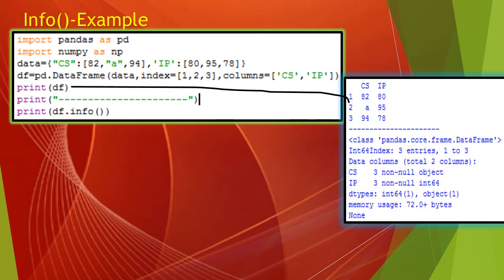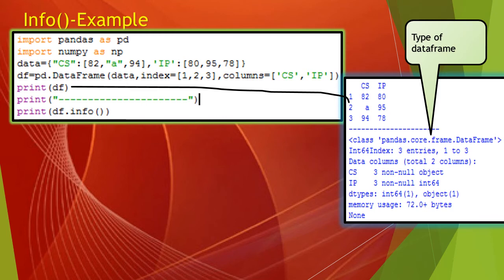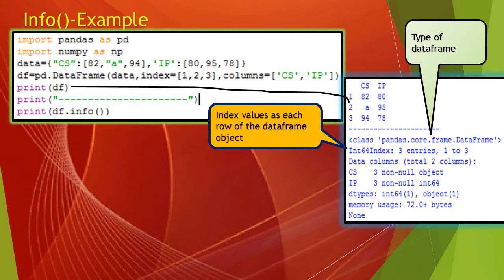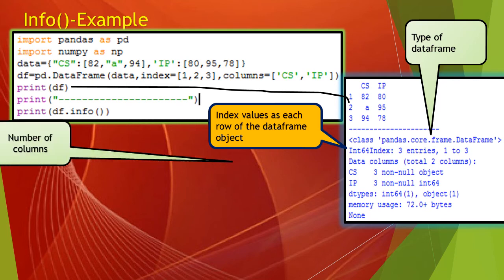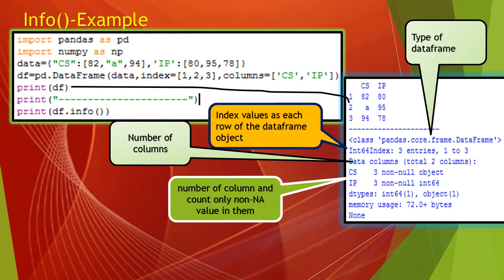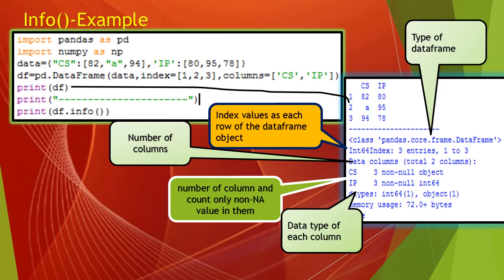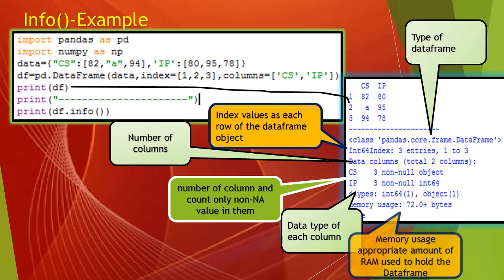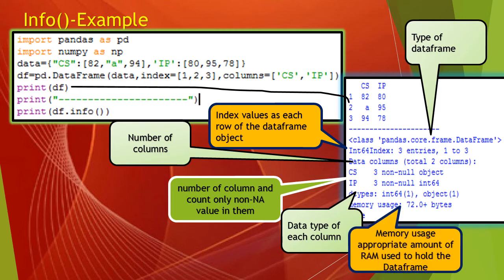So the data frame is printed, its type of data frame is mentioned, and each index value is mentioned. The index row labels are 1, 2, 3, number of entries 3, and the total number of data columns is 2, and the non-null count is shown for each column, and the type of data is shown. One column is integer, the other is object, because the CS column contains the string a, so it is considered an object, and memory usage is mentioned, how much memory is used by this particular data frame.